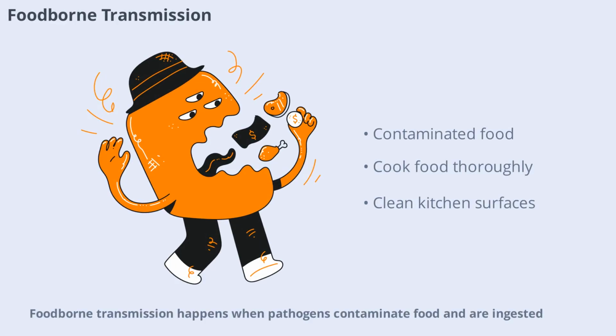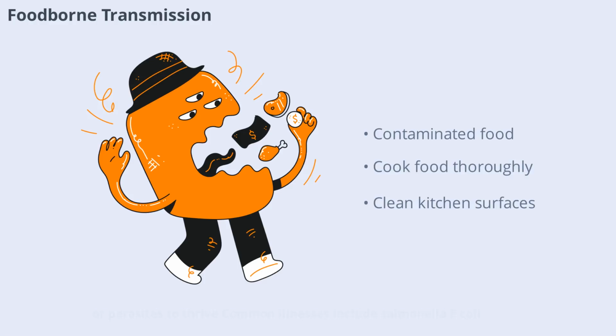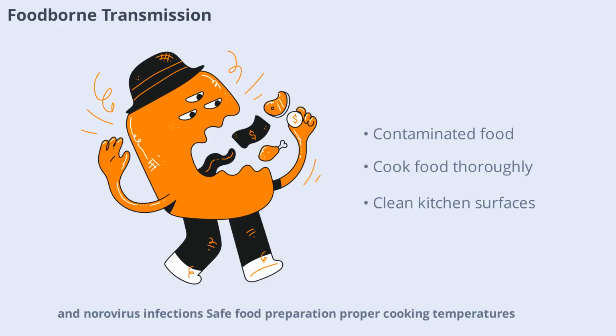Foodborne transmission happens when pathogens contaminate food and are ingested. Improper handling, cooking, or storage can allow bacteria, viruses, or parasites to thrive. Common illnesses include salmonella, E. coli, and norovirus infections. Safe food preparation, proper cooking temperatures, and clean kitchen practices are key to preventing foodborne diseases.